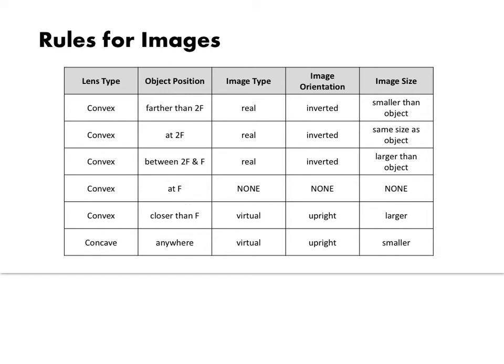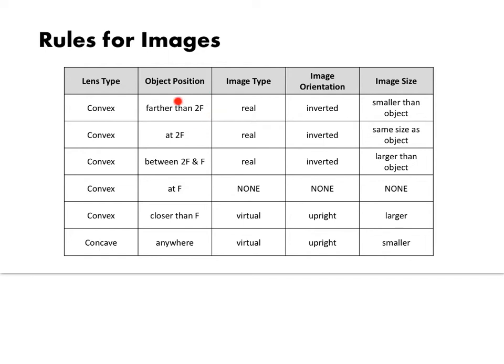So starting with the convex lens, you can see that convex lenses have a whole lot more detail and a lot more going on than a concave lens. So for a convex lens, basically, the farther away you are, the smaller your image is going to be. As the object moves closer to the lens itself, the image gets larger.